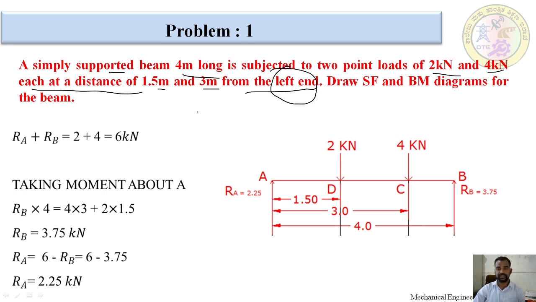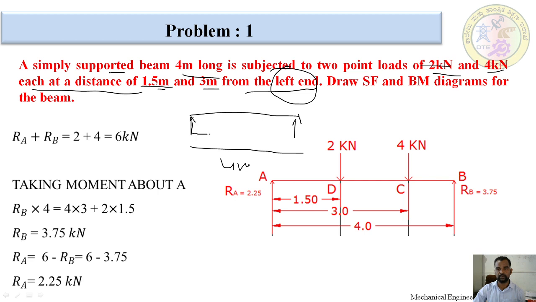Firstly, I am going to draw one beam like this. This is a simply supported beam. This total distance is 4 meter. The 2 kilonewton load is given at 1.5 meter from the left support. This is the left support.